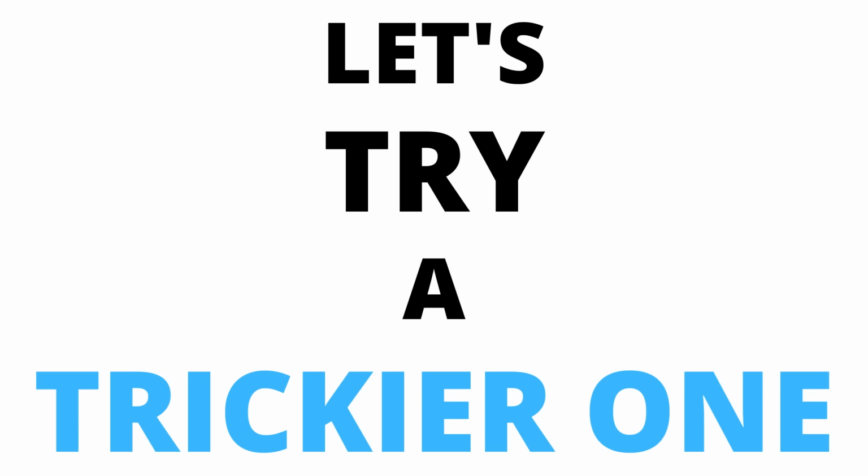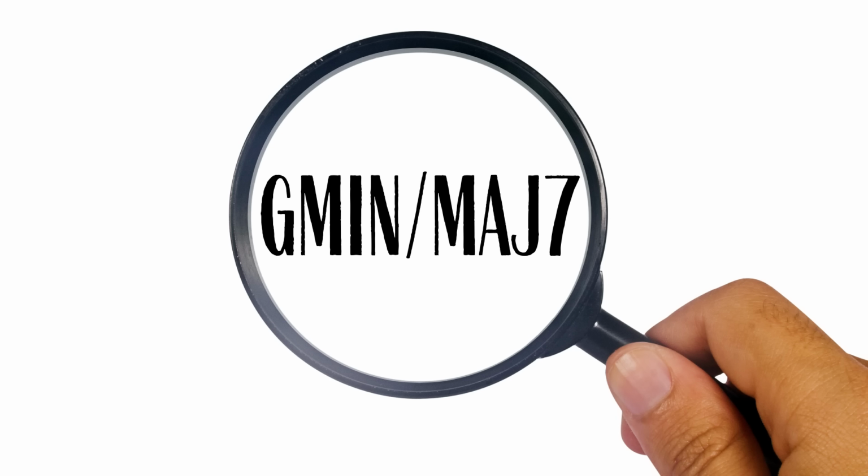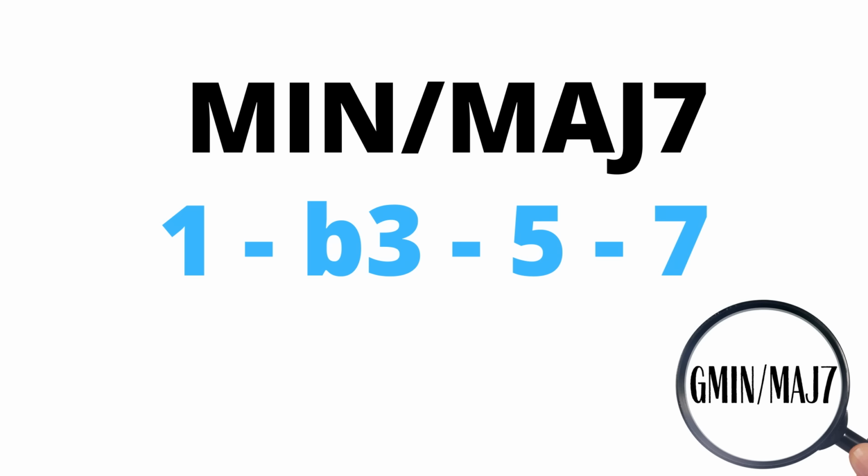Let's try a trickier one. How about minor major 7? So for example, G minor major 7. At first glance, this chord could be quite confusing, but the clue is definitely in the name of the chord here. So the minor part of the chord is referring to the minor triad, so 1, flat 3 and 5, and then we simply place a major 7 on top. This is often referred to as the James Bond or spy chord.